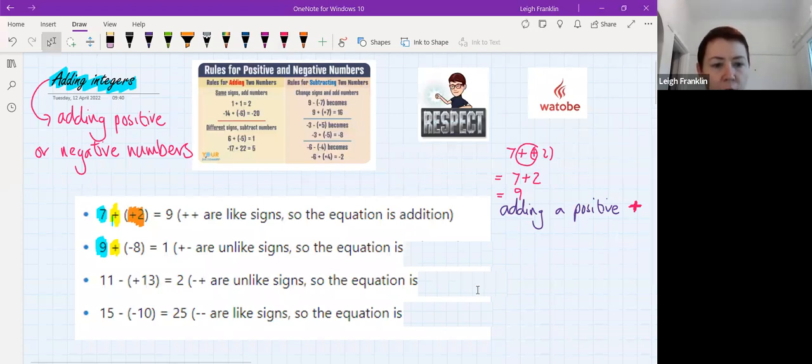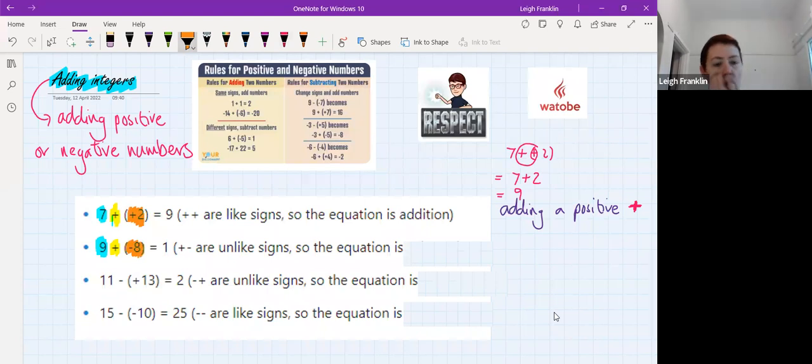Good. Now with the next one again, 9 is where we are starting on the number line. Plus is our operation. But now we are adding a negative number.